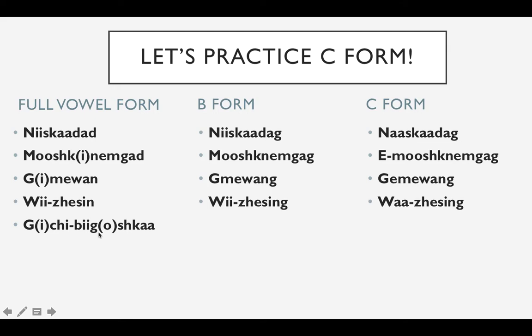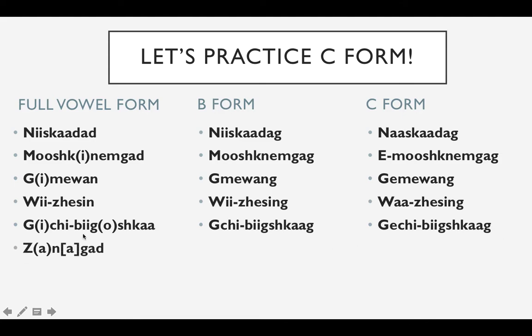Next we have kchebigo shka. Again, first vowel sound in our verb or prefix is being changed. So in this case, it's not the double I here, it's not the I here, it's not the O there, it's the first one we say. So our B form version is kchebikshkog. Again, just because it's not there doesn't mean we don't initial change on it. So single I becomes an E sound. So we're going to have getchebikshkog.